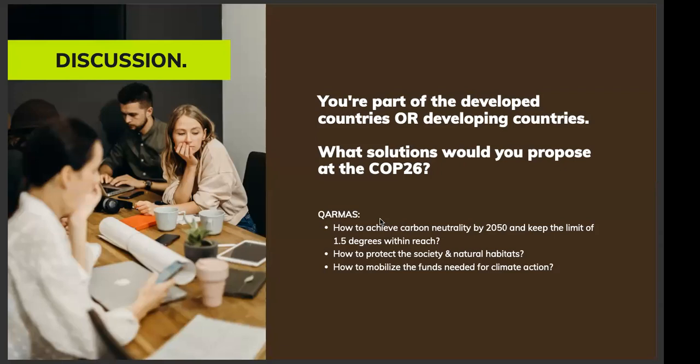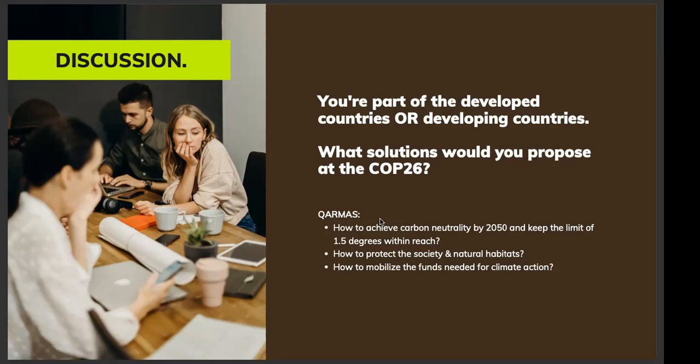Maksudnya nggak mengeluarkan banyak banget emisi karbon lagi by 2050 and to keep the limit of 1.5 degrees within reach, which is the target of Paris Agreement gitu. How will your countries try to achieve this dan memastikan kalau target Paris Agreement itu bisa tercapai.